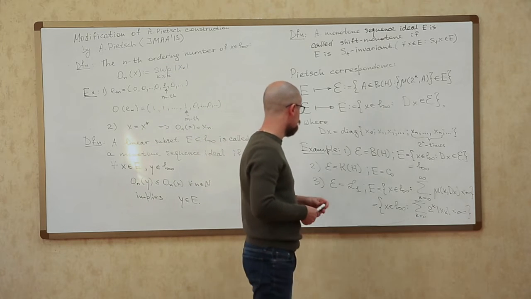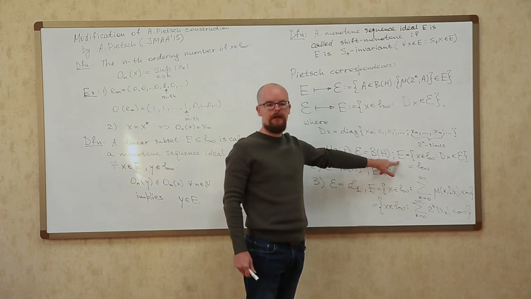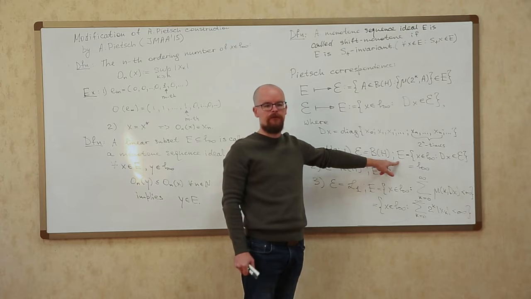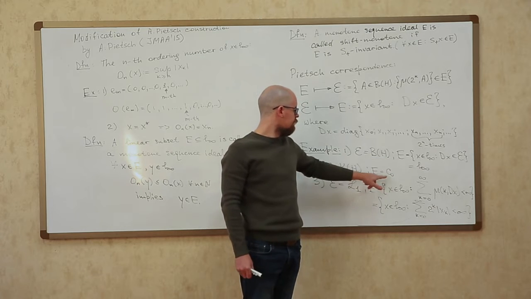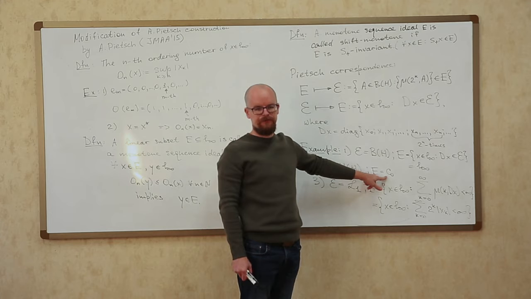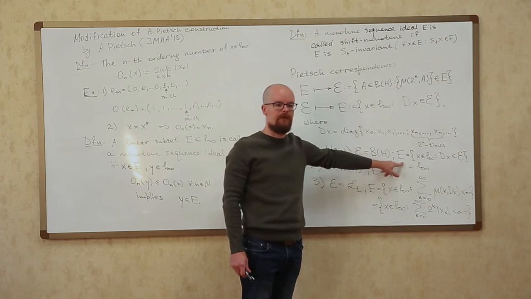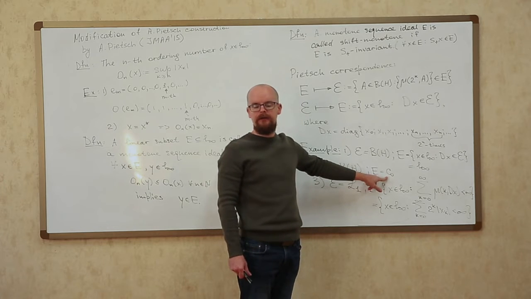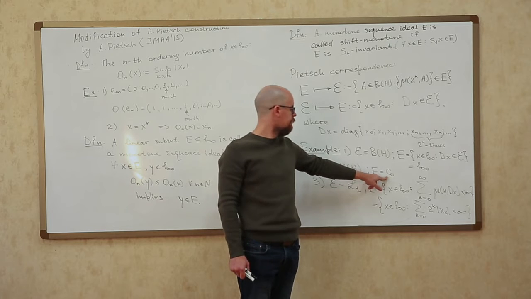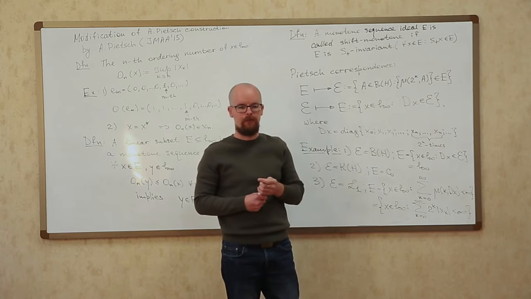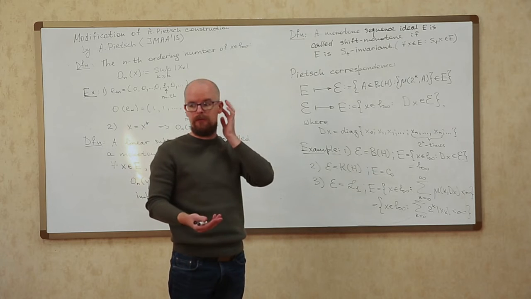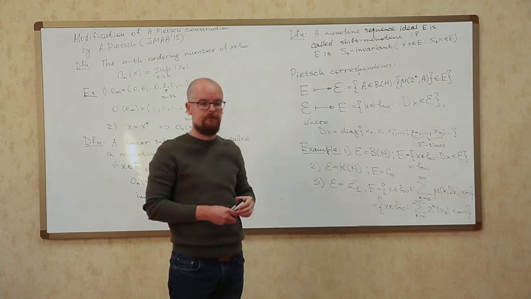So if we do not speak about the trivial examples like L infinity and the ideal which consists of the zero sequence only, then C0 is the largest shift monotone sequence ideal. If we exclude L infinity, then this one is the largest. And the smallest one is the ideal of finitely supported sequences, which corresponds to finite rank operators.